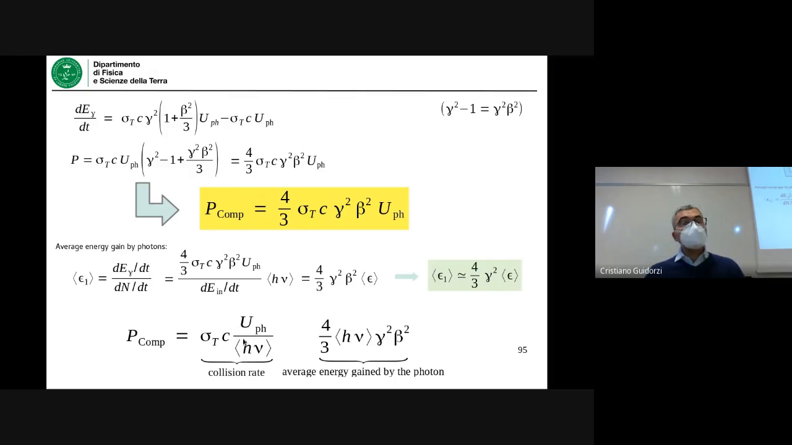And so you have number of photons per unit time. And indeed, this is the collision rate. How many photons are being scattered by the electron per unit time? So you see now how beautiful this formula is. You immediately see that you can look at the formula of the Compton power as the collision rate, so the number of photons that are scattered per unit time by the electron, times how much energy on average is transferred to the photons. Very easy, very beautiful, very meaningful.